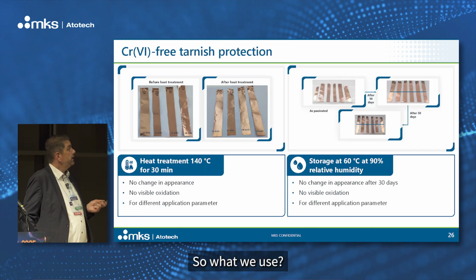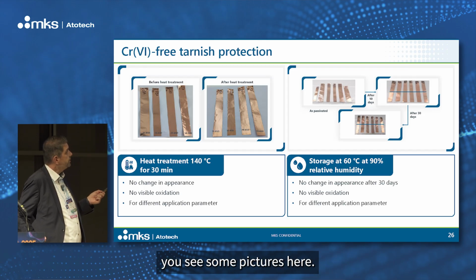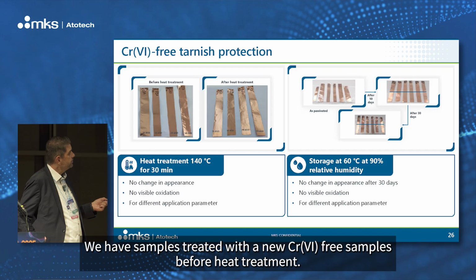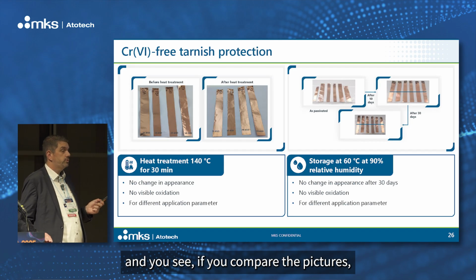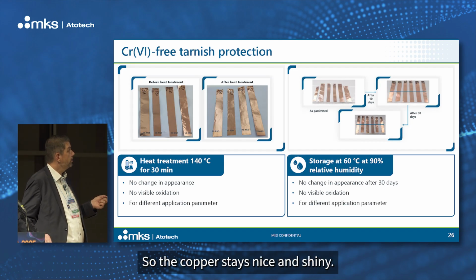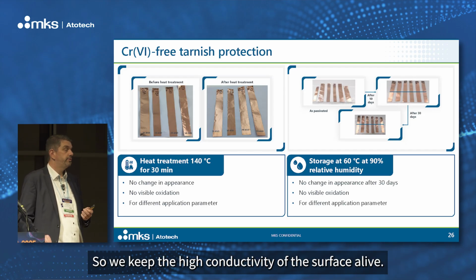Yes, so what we use is our Chrome 6-free tarnish protection. You see some pictures here. We have samples treated with the new Chrome 6-free process, before heat treatment and after heat treatment, here at 140 degrees Celsius for 30 minutes. If you compare the pictures, you have no discoloration. So the copper stays nice and shiny and is not oxidizing. We are protecting the copper in this test from oxidation, so we keep the high conductivity of the surface alive.